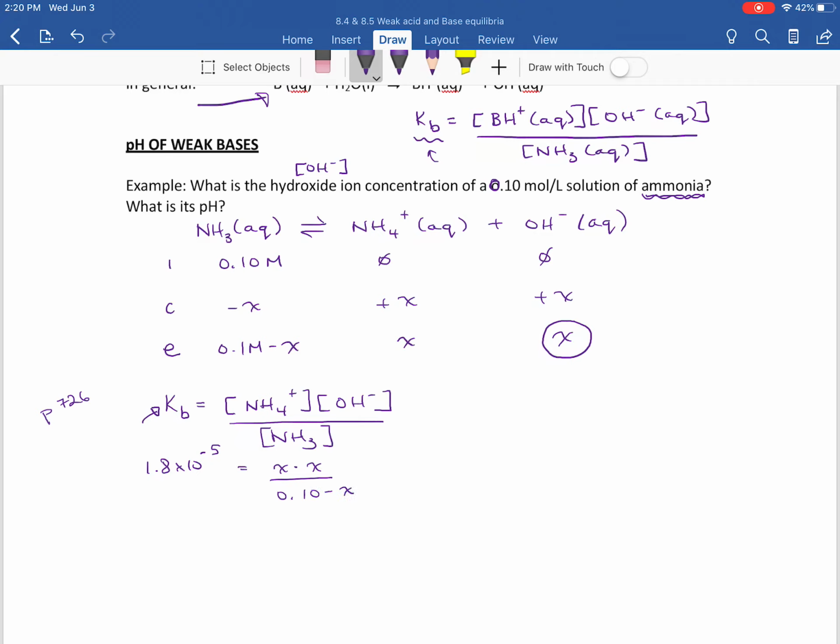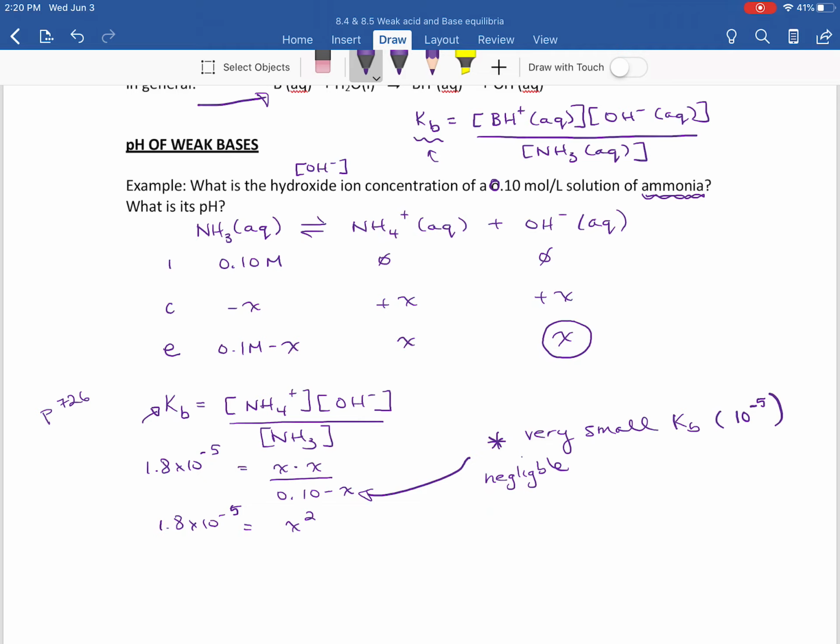Okay. Now, once I have this, x squared over 0.10 equals 1.8 times 10 to the negative 5. Now, remember, we have a very small Kb. Remember how I told you anything smaller than 10 to the negative 5, you can assume that this x is negligible.